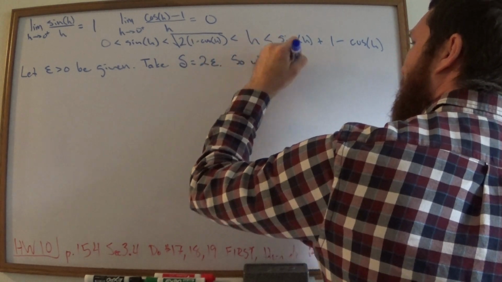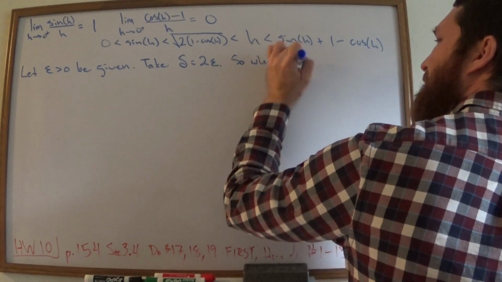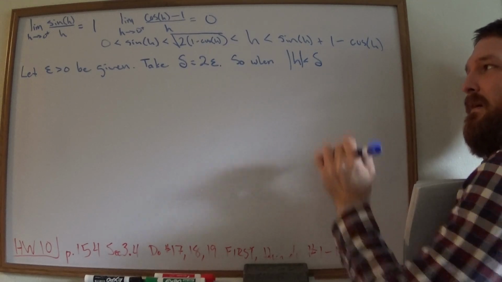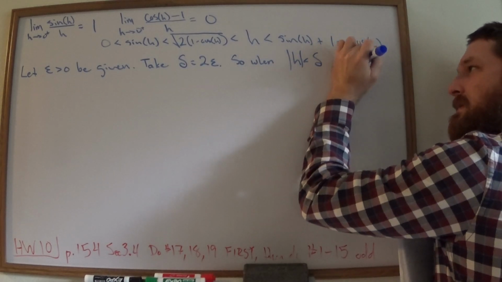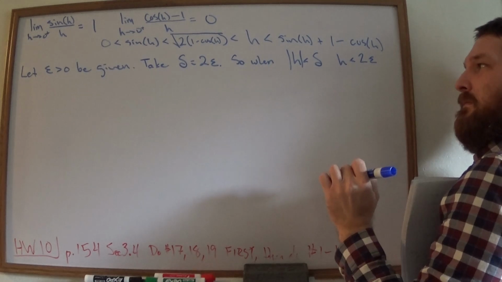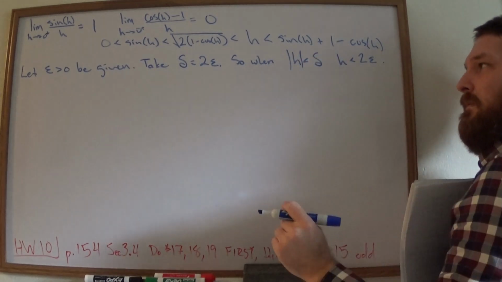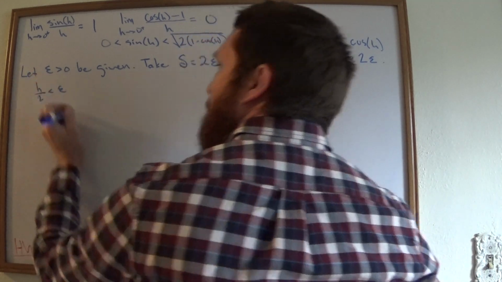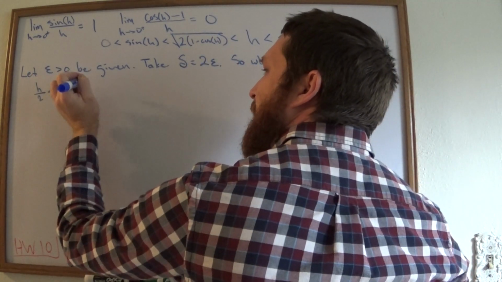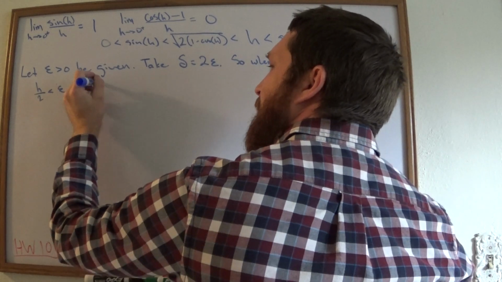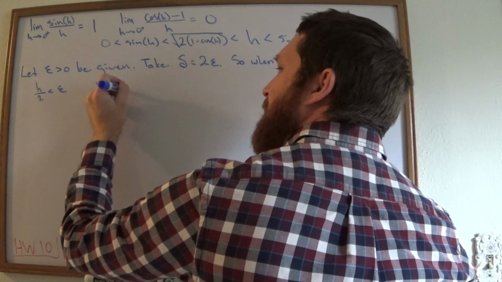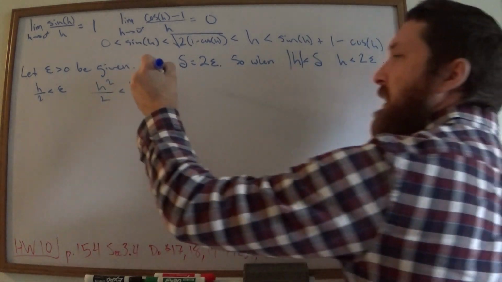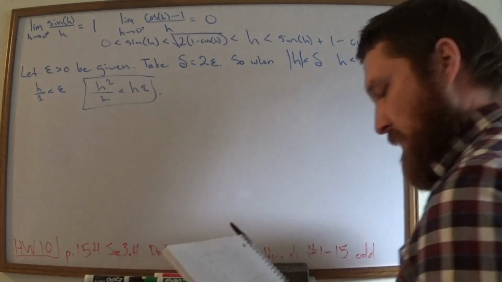So when the absolute value of h is less than delta, then h is less than 2 epsilon, right? Okay, so that h over 2 is less than epsilon, so that h squared over 2 is less than h epsilon. Yeah? Okay, that's one thing we need right there.